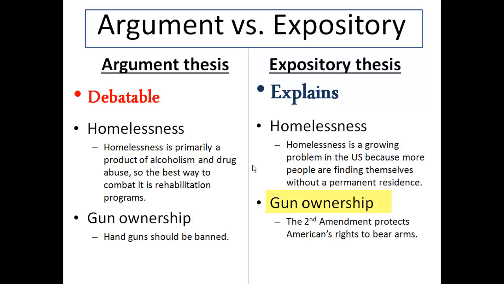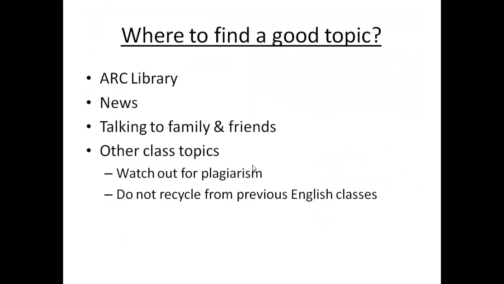Let's take another example like gun ownership. An expository thesis would say the Second Amendment protects Americans' right to bear arms. In other words, you're explaining gun ownership. That is not the goal of this essay. You'd have to use an argumentative thesis. For example, handguns should be banned. That is debatable because some people would say handguns should be legal. So make sure whatever topic you pick that you create it into an argument thesis.